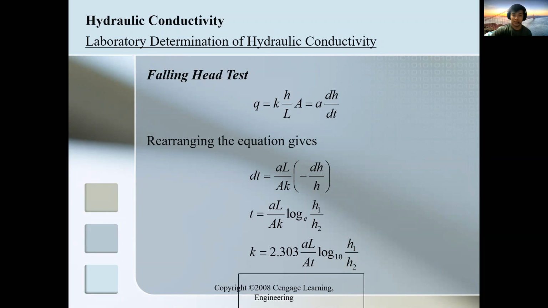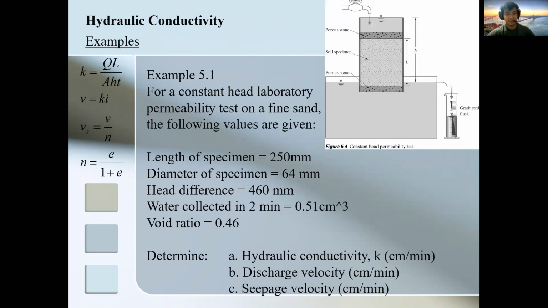I think this one is an example. Okay, so in the problems, let's say in your problem set later on, it is always stated whether you are performing a constant head or a falling head laboratory experiment. Usually, the data is already given, and of course you just have to look for what is asked in the problem.